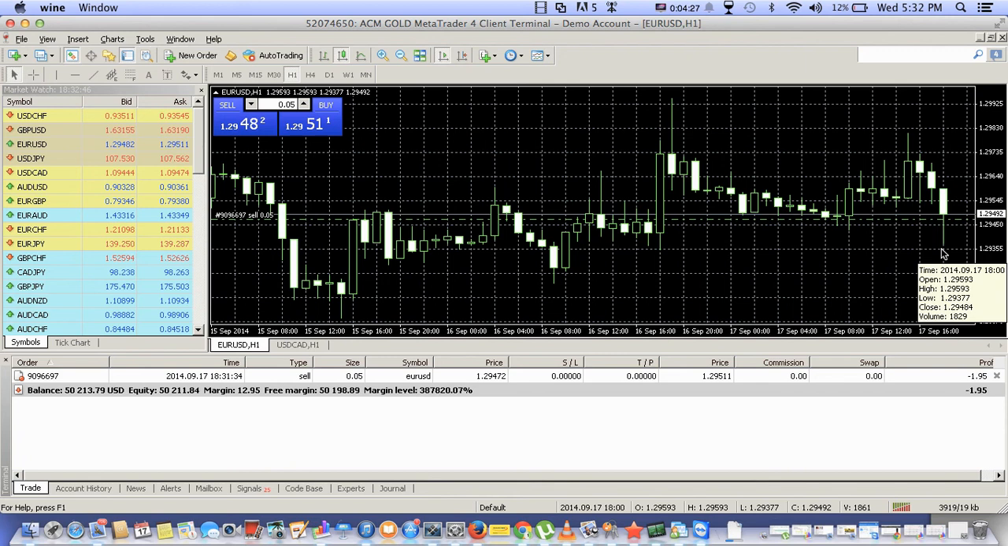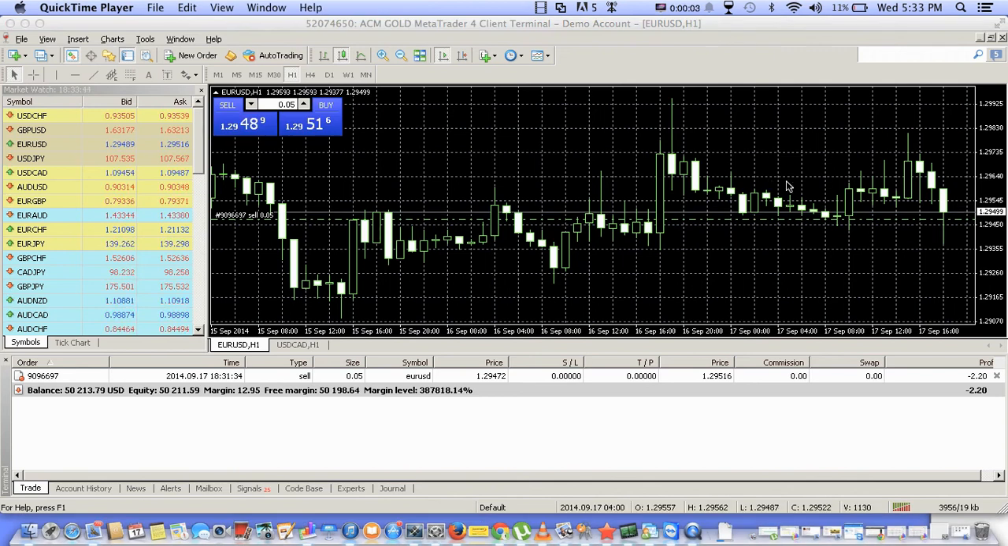As you can see, my trade at the moment is moving in the wrong direction because I'd opened a sell trade, which meant that I believe the market would move down. At the moment, it's moving up, and therefore my loss is increasing. If it does come down, I will actually make a profit.